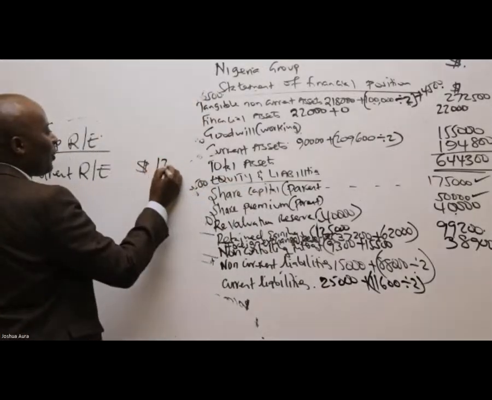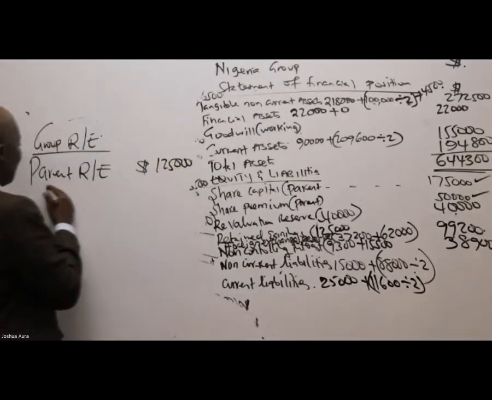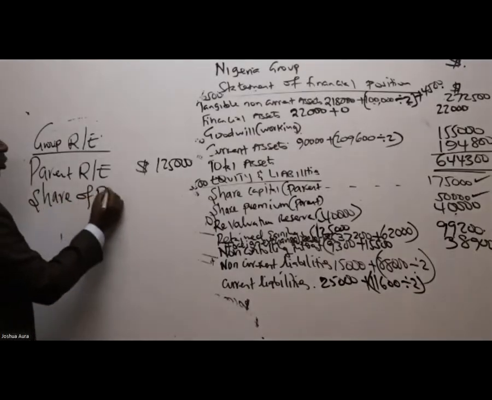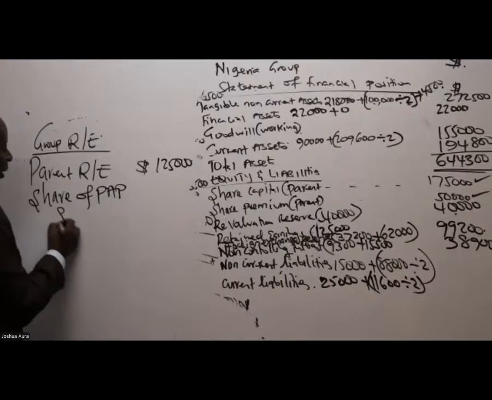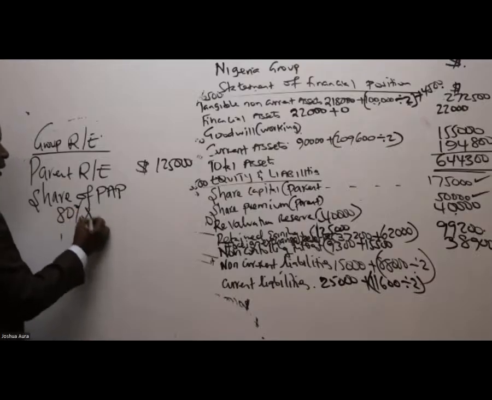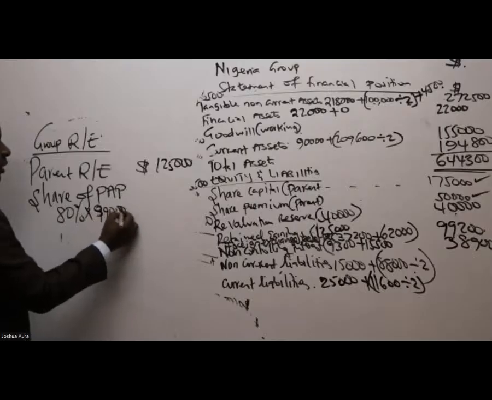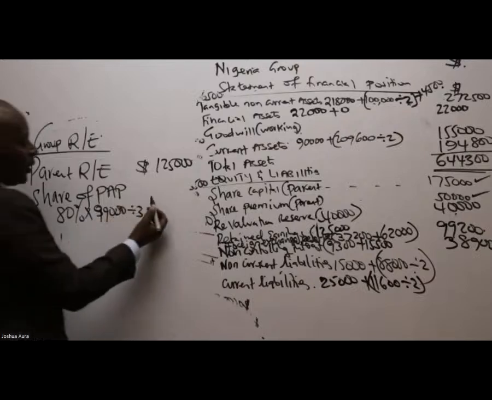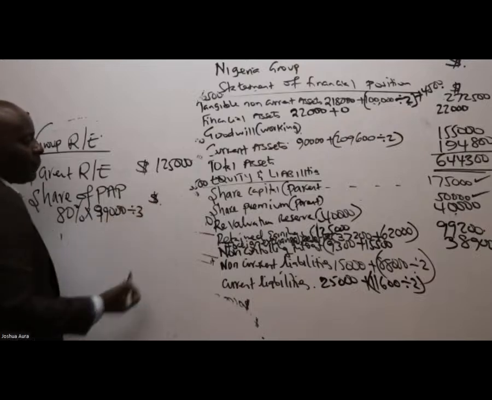So remember here we can only bring the share of POP. Share of POP alone. So share of POP, it will be 80% of the 33 or 99,000, but divided by 3. So could you kindly give me this figure? Itakuja kuwa ngapi somebody?